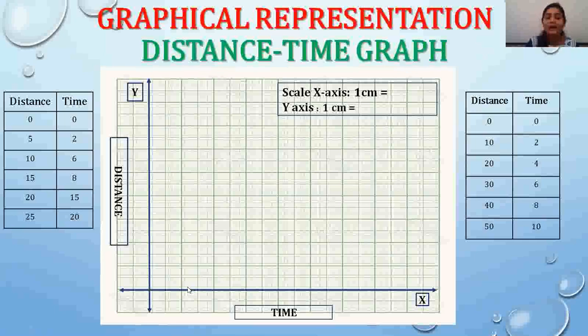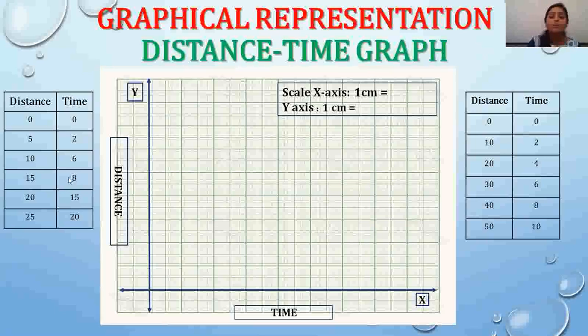Okay, so if I am writing 1, 2, 3, 4, that means I am giving a difference of 1 to each range. But if I am taking the range 10, 20, 30, 40, that means here I am giving a difference of 10 to each scale.